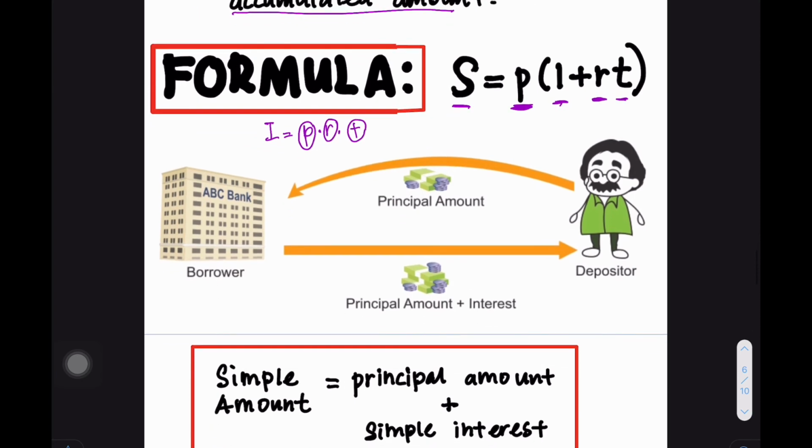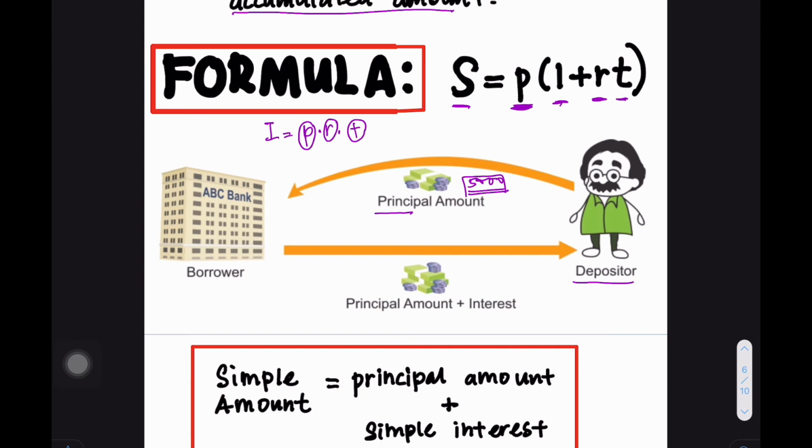Secara ilustrasinya, okay, apa yang dikatakan sebagai simple amount? Okay, let's say you melabur ke dalam bank. So you adalah depositor, orang yang memasukkan duit ke dalam bank. So duit yang you masukkan ke dalam bank, let's say you masukkan RM5,000. So RM5,000 ni kita panggil dia sebagai principal ataupun capital. Okay, awak masukkan RM5,000 ke dalam bank, seolah-olah macam bank yang pinjam duit awak, betul?